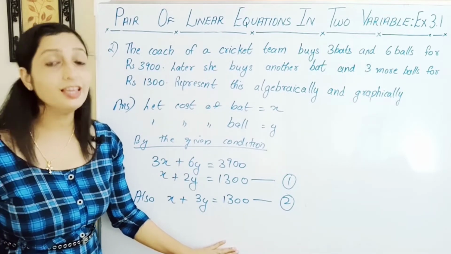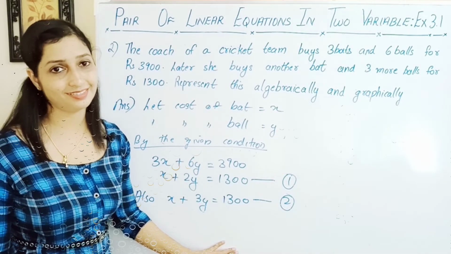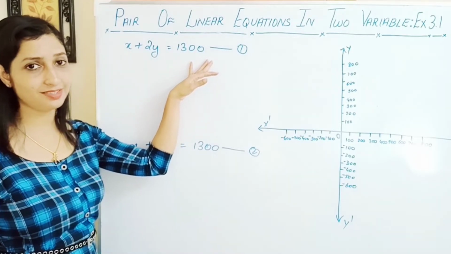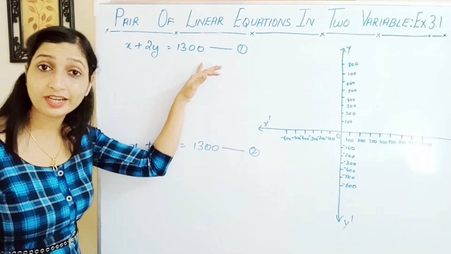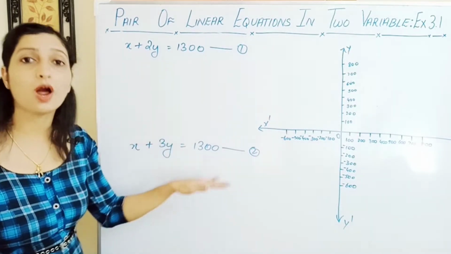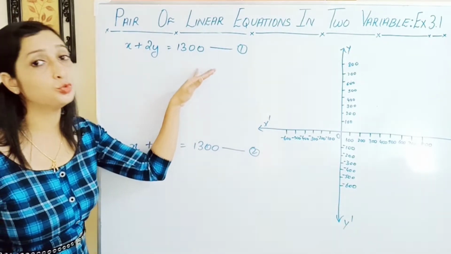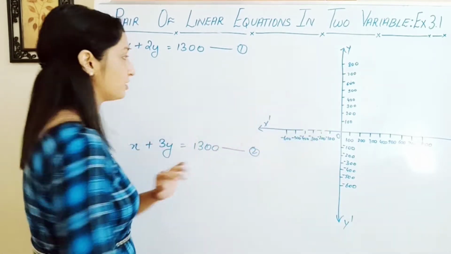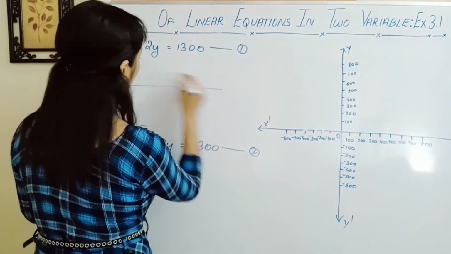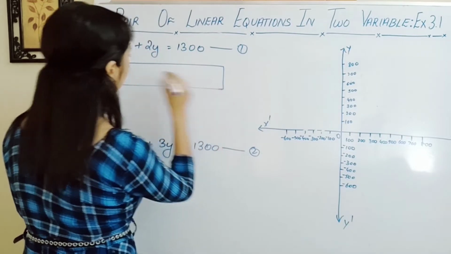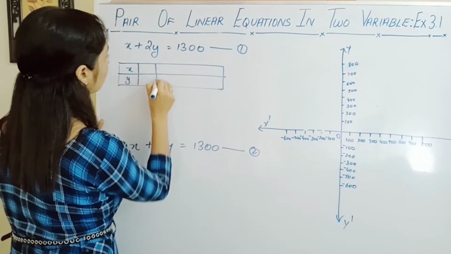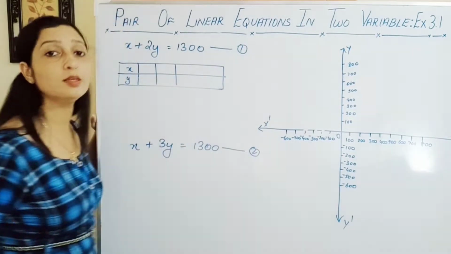Now let us find the graphical representation. So now I have taken down and written both equation 1 and equation 2. So to plot the graph, what should you do first? You should derive the solution set. So first let us find out our solution set. For that I draw the box with x and y, and I find at least 3 values.